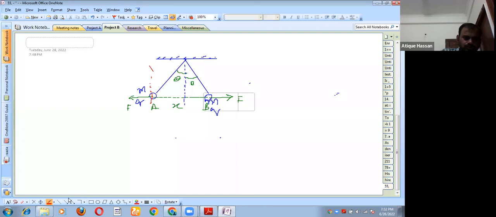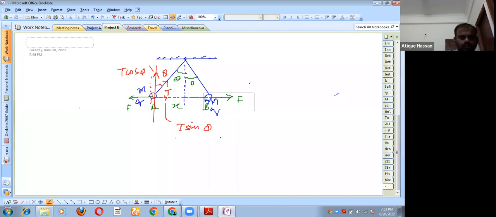If you see, I will draw a vertical line. The tension force will also act on the ball. And if this angle is theta, this angle will also be theta. What will be the components of tension? If you see here, it will be T cos theta, and here it will be T sin theta.